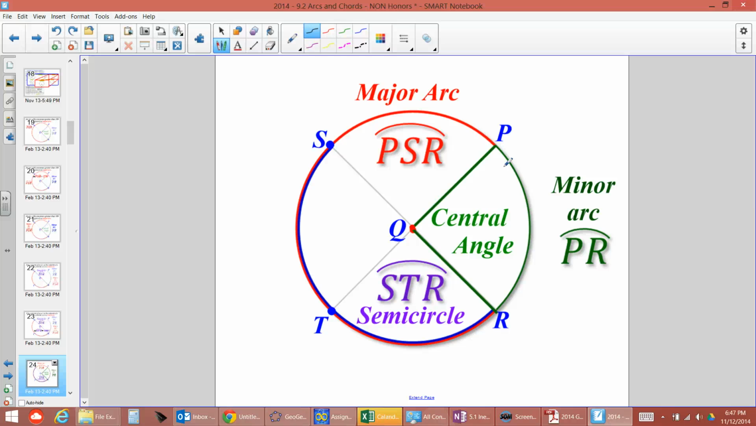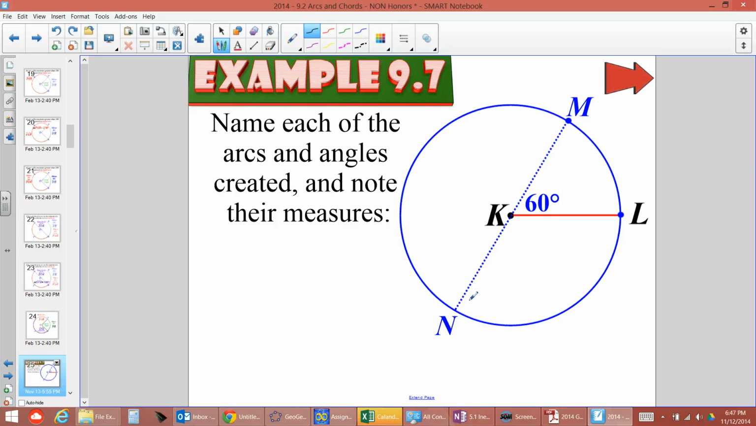Here we have a minor arc, which is the small part. The major arc is bigger than 180 degrees. If it's exactly 180 degrees, it's a semicircle. So let's go ahead and name each of the arcs and angles created and note their measures.